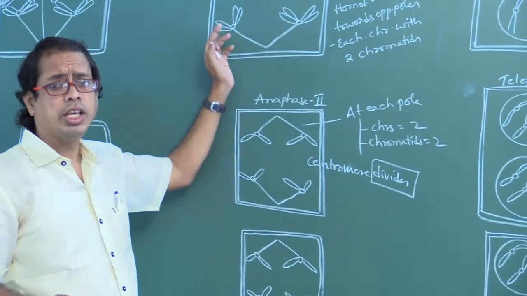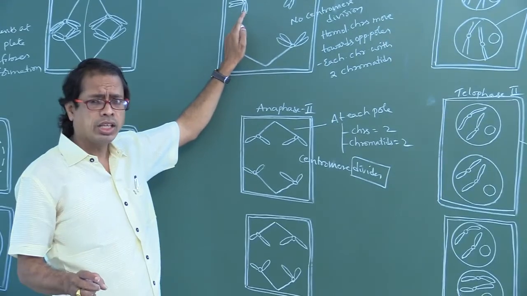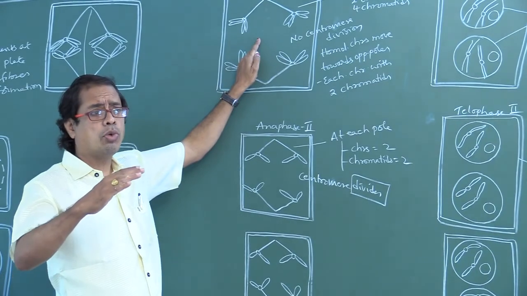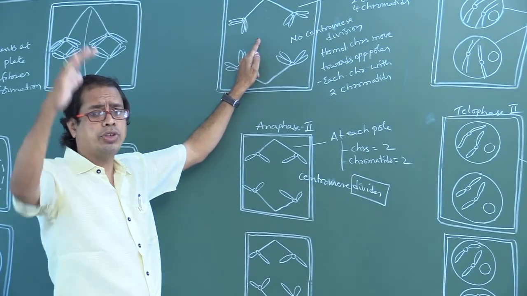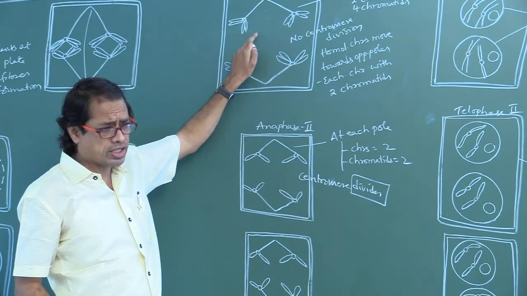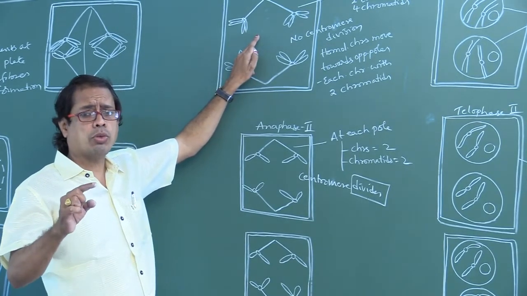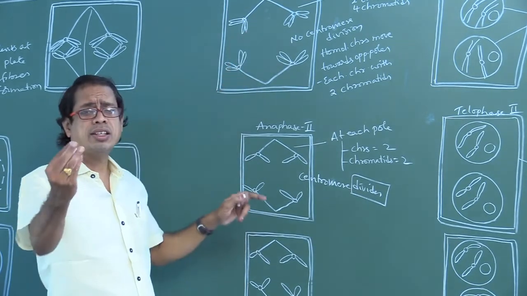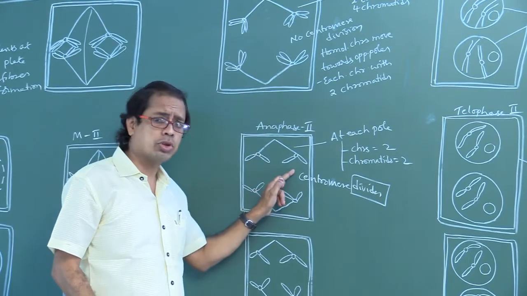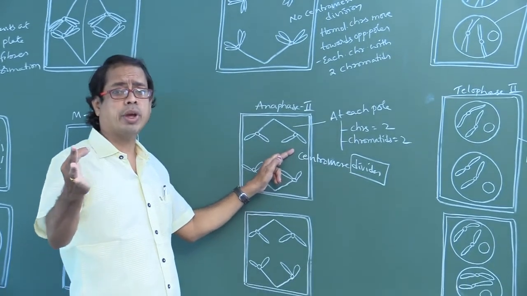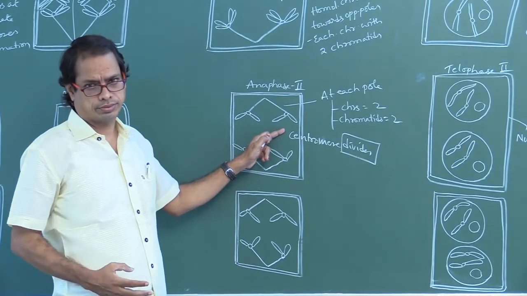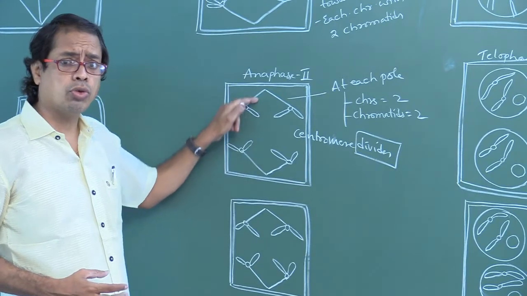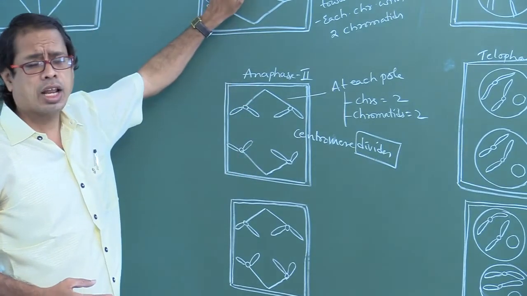Now, I am asking one question. In anaphase 1, homologous chromosomes move toward the opposite poles. True. In anaphase 1, daughter chromosomes move toward the opposite poles. False. Don't say daughter chromosomes. What does daughter chromosome mean? Each chromosome with 1 chromatid is called a daughter chromosome. So in anaphase 2, each chromosome with 1 chromatid moves toward the opposite poles.